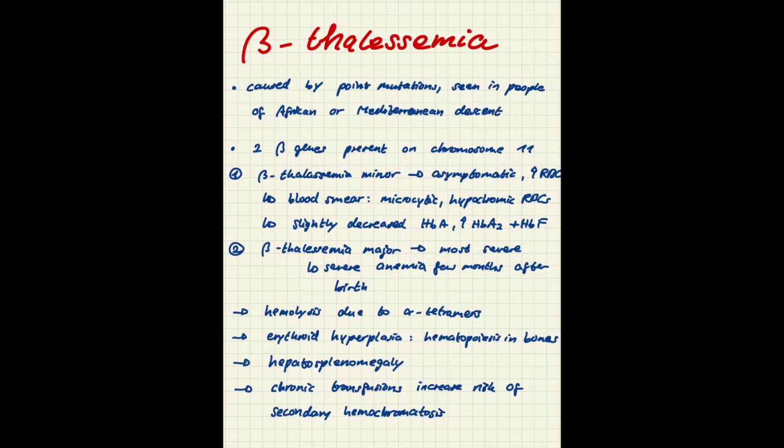When both copies are defective, this leads to beta thalassemia major, which is the most severe form of the disease. It leads to severe anemia a few months after birth. Characteristic for beta thalassemias is hemolysis due to alpha tetramers. There is erythroid hyperplasia, which leads to hematopoiesis in bones, and hepatosplenomegaly. These people need chronic transfusions, which increase the risk of secondary hemochromatosis.